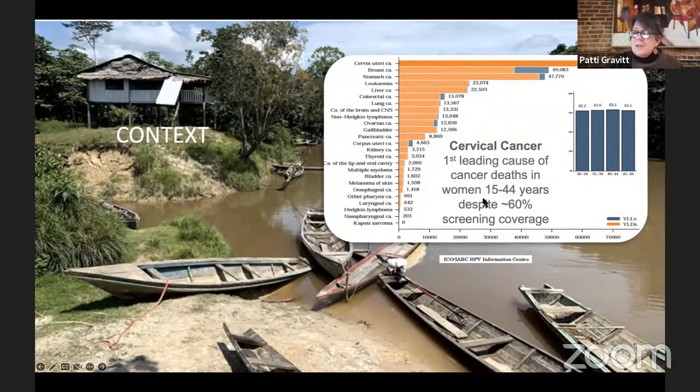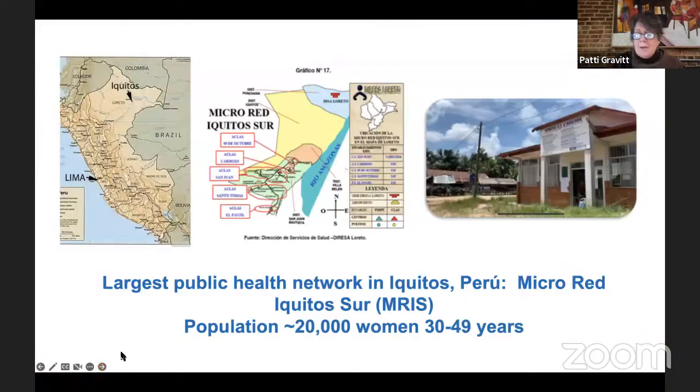And one of the things that we saw in Iquitos is that cervical cancer remained the leading cause of cancer death among women 15 to 44 years old. And that was despite the fact that many different surveys showed that women were getting PAP screening or VIA screening. So we knew that there was a particular problem there.